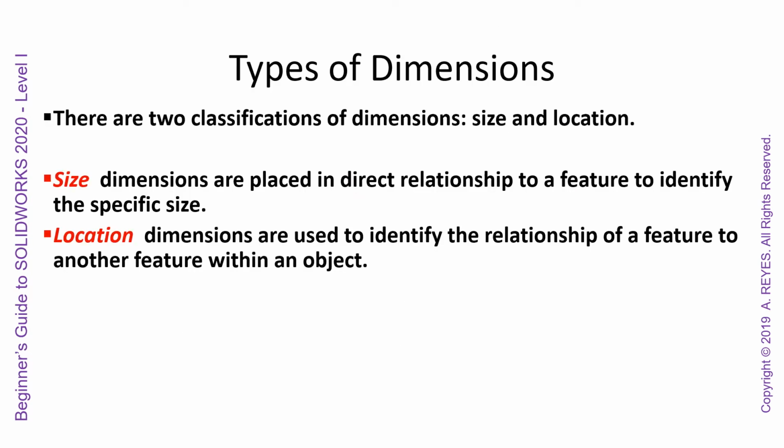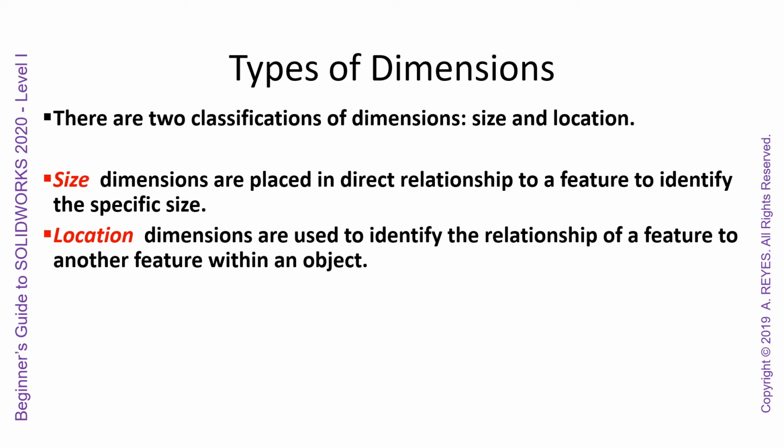There are two classifications of dimensions, size and location. And if you'll remember when we first started talking about fully defining a feature, right? These are the two things that SOLIDWORKS looks for. So the actual size of the feature, and then where that feature is in relation to our datums or to our origin point, right? So it wants to know where in space that is. So those would be our two types of dimension.